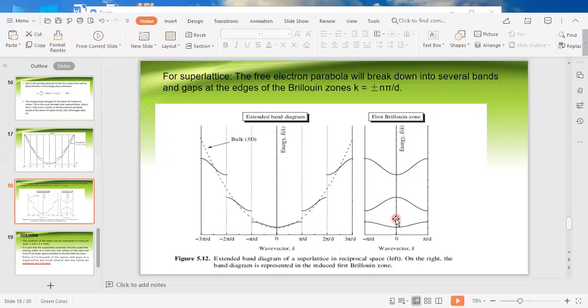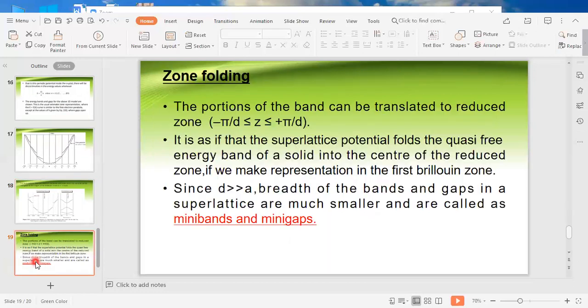Okay, so now this is the extended band diagram, figure A, and figure B is the diagram for the first Brillouin zone. Another concept which I'm going to discuss here is zone folding. The portions of the band can be translated to the reduced zone, minus pi by d less than or equal to k less than or equal to plus pi by d. It is as if the superlattice potential folds the quasi-free energy band of a solid into the center of the reduced zone if we make representations in the first Brillouin zone. So what does that mean?